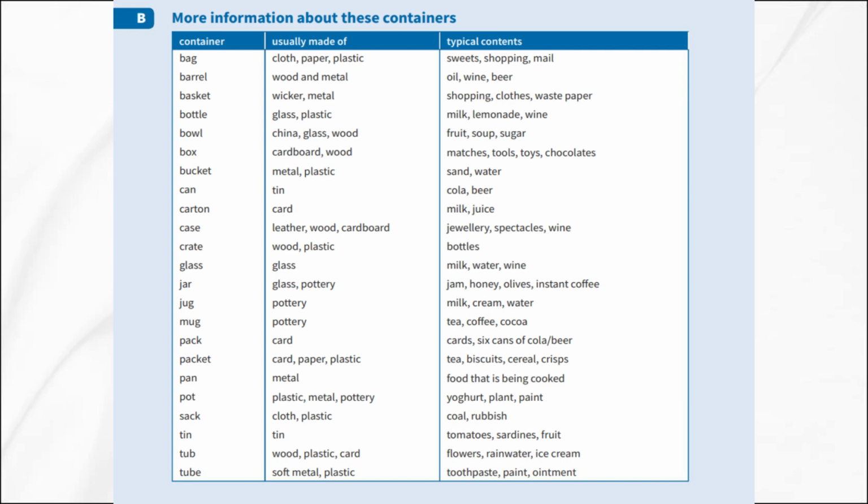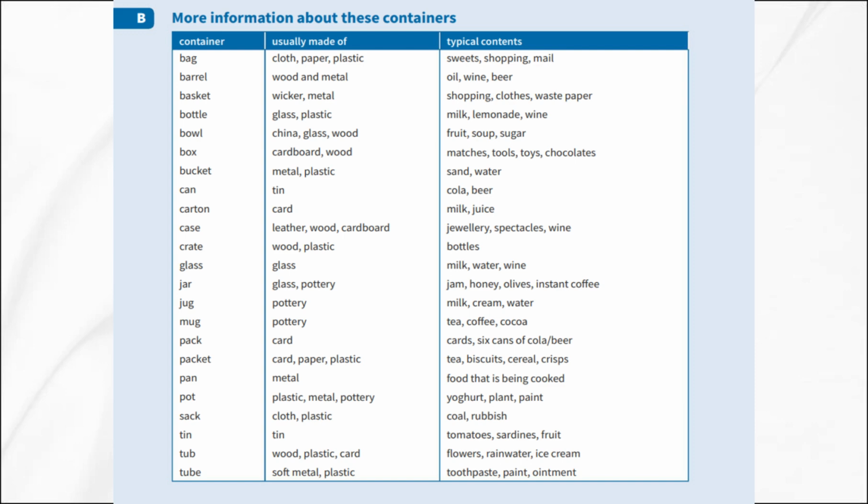Jar, usually made of glass or pottery. It typically holds jam, honey, olives, or instant coffee. Jug, usually made of pottery. It typically holds milk, cream, or water. Mug, usually made of pottery. It typically holds tea, coffee, or cocoa. Pack, usually made of card. It typically holds cards, or 6 cans of cola or beer.